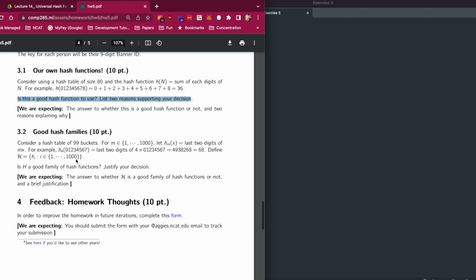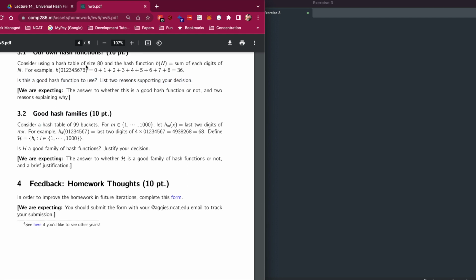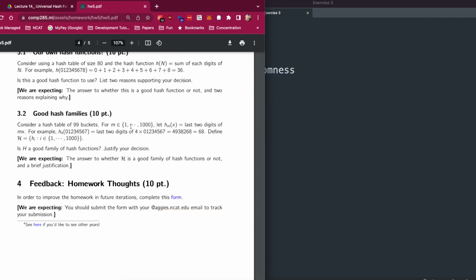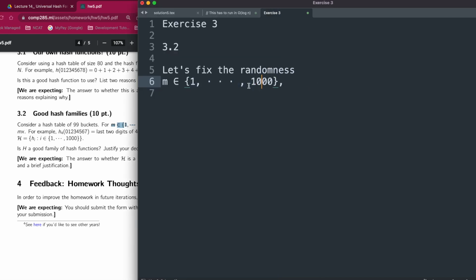Great. So we do make an improvement on the next question. We say, well, let's not consider a single hash function. Let's fix the randomness, right? So 3.2 is basically, let's fix the random issue. So instead, what we say is, well, let's define a bunch of functions. So for m from 1 to 1,000, you're going to define 1,000 functions.